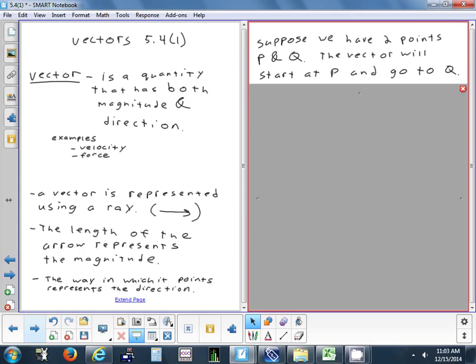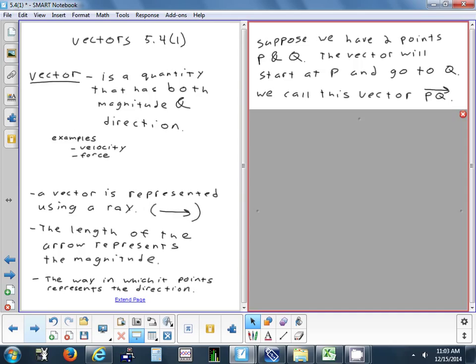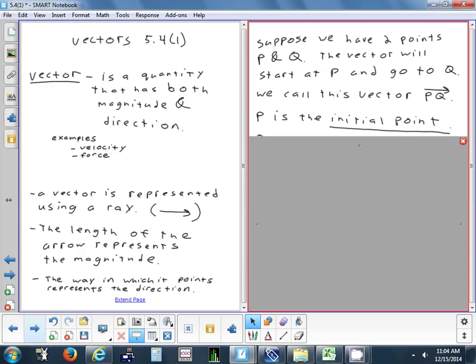Suppose we had two points. We'll call the points P and Q. It makes a difference if you start at P and go to Q, or you start at Q and go to P. Those are opposite directions. Just like a ray in geometry, and in fact, we use the same notation. If you wanted to write down a symbol for a vector, you could write that down. It's like the symbol for ray PQ. It starts at P and heads to Q.